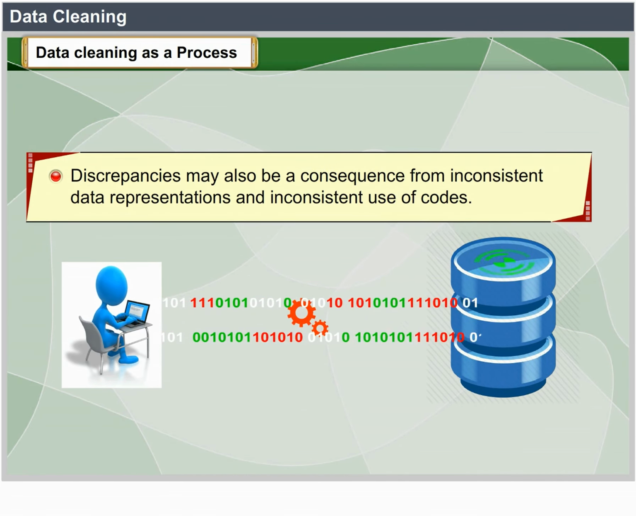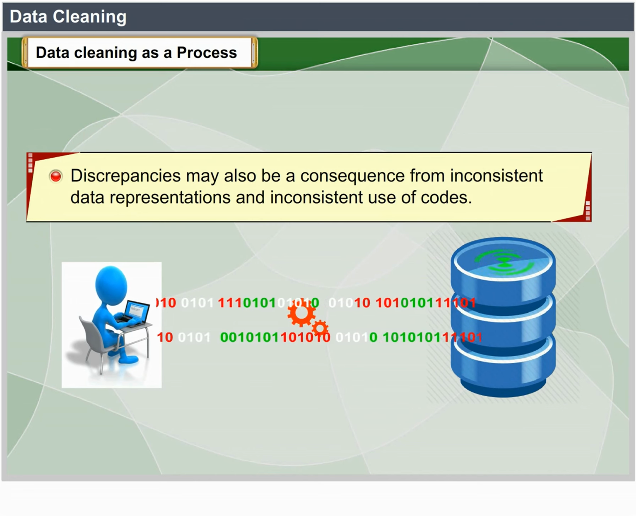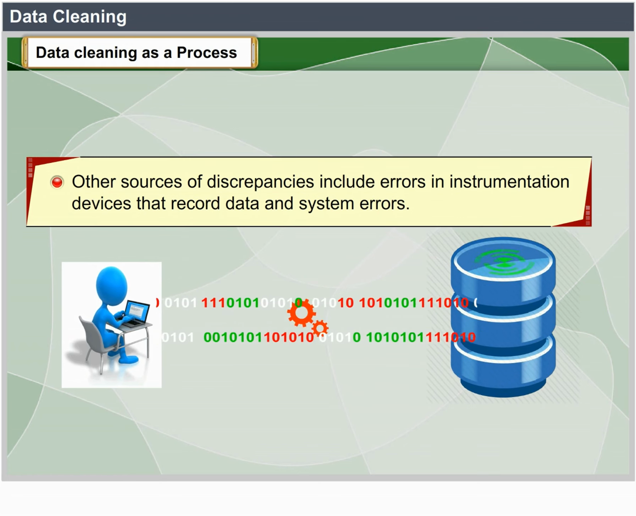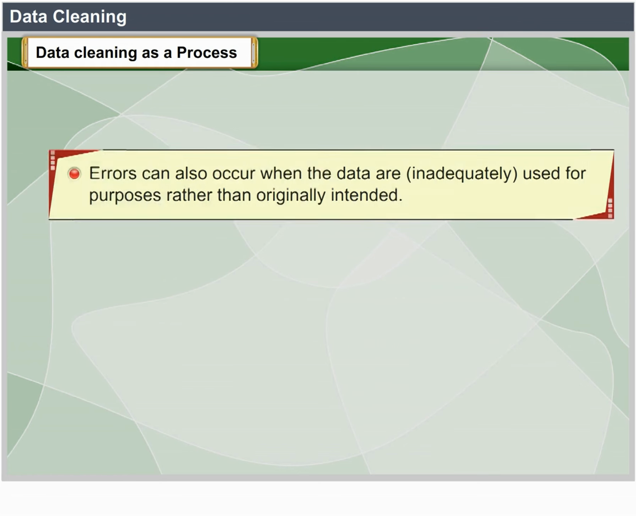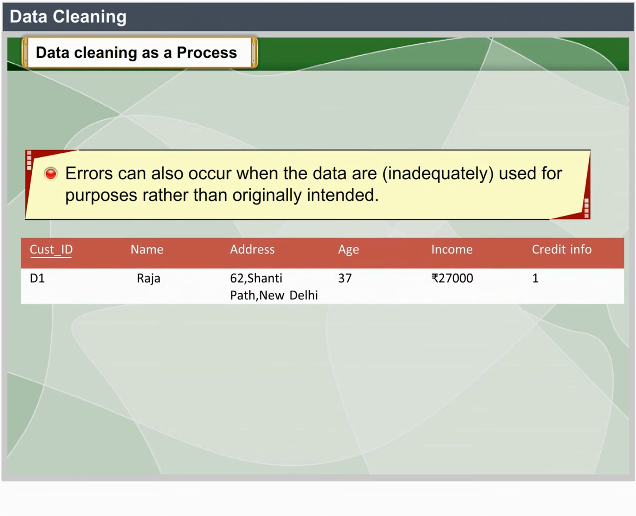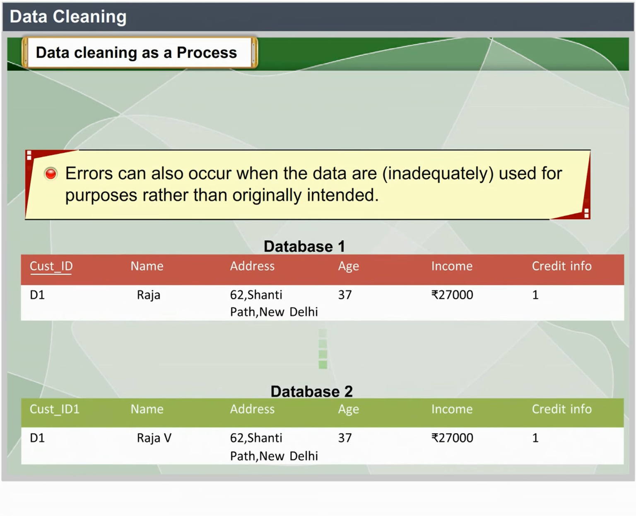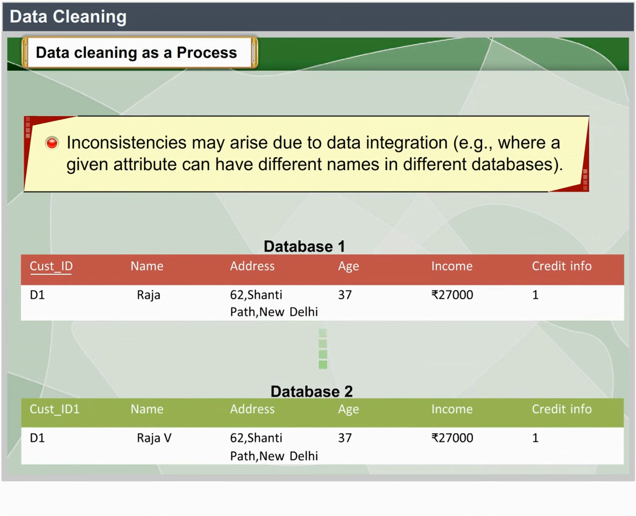Discrepancies may also arise from inconsistent data representations and inconsistent use of codes. Other sources of discrepancies include errors in instrumentation devices that record data and system errors. Errors can also occur when the data are inadequately used for purposes other than originally intended. There may also be inconsistencies due to data integration, where a given attribute can have different names in different databases.